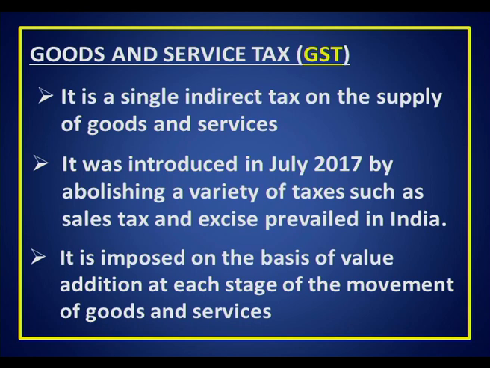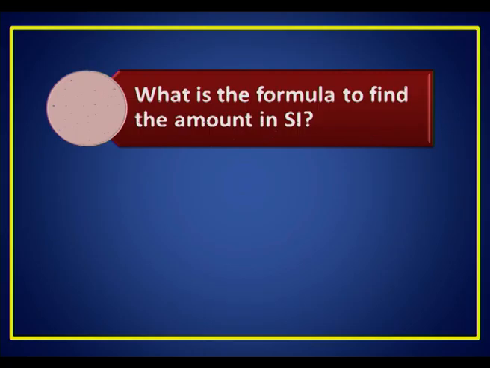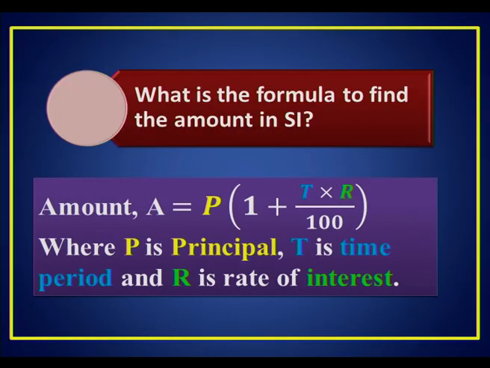So, children, what is the formula to find the simple interest? Yes, it is A is equal to P into 1 plus T into R by 100, where P is the principal, T is the time period and R is the rate of interest. So, this is the formula to find out the amount when we are using simple interest.